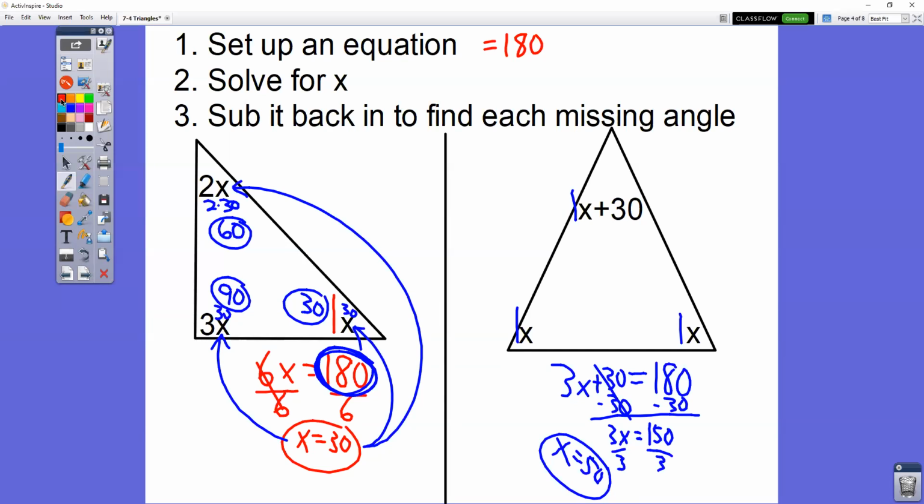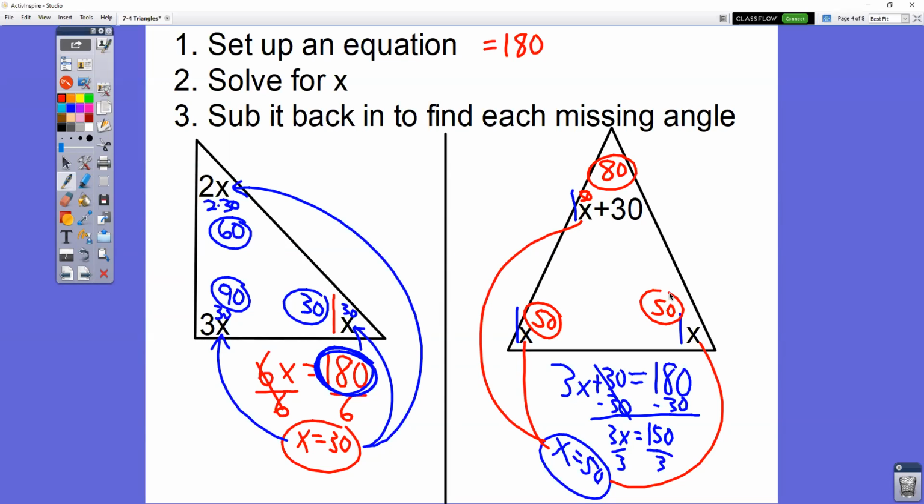Take that 50 and sub it back in. 1 times 50 is 50, plus 30 is 80 for the top angle. 1 times 50 is 50. 1 times 50 is 50. Always make sure that your answer makes sense. 50 plus 50 is 100, plus 80 is 180.